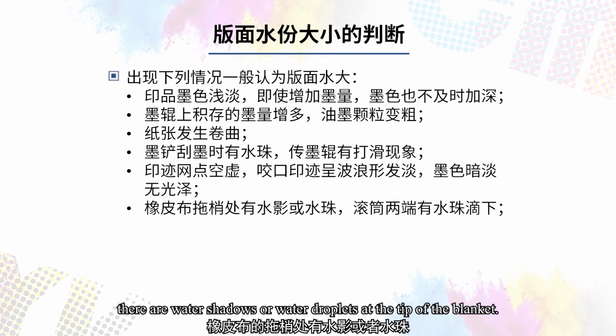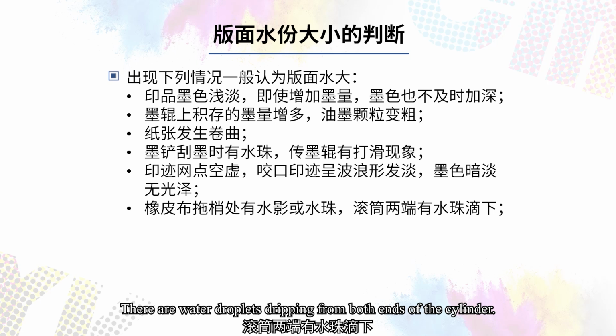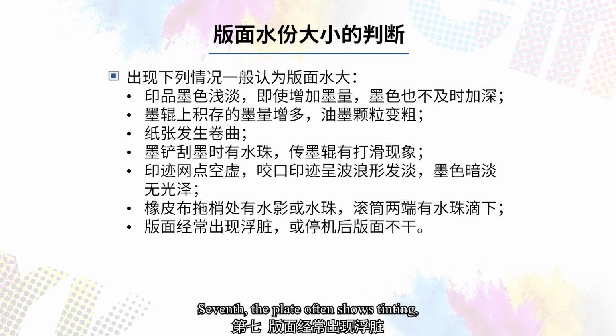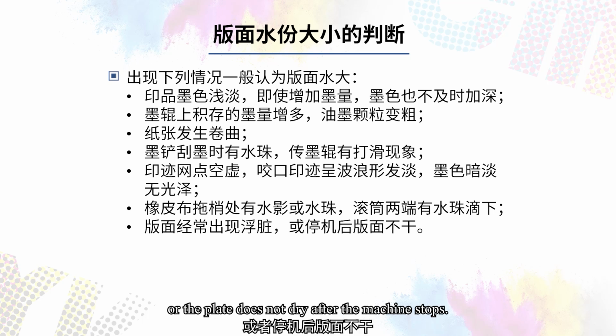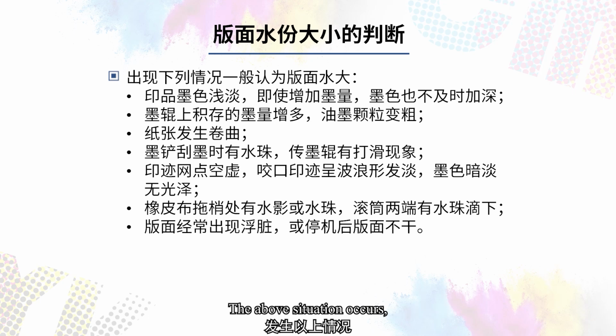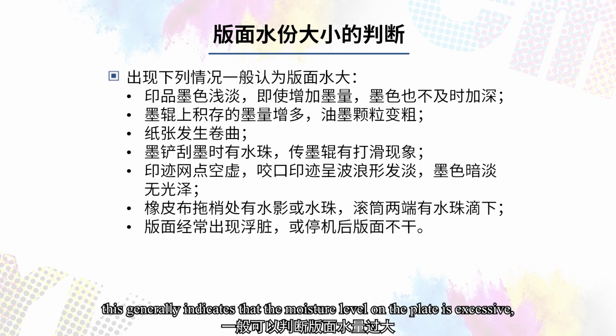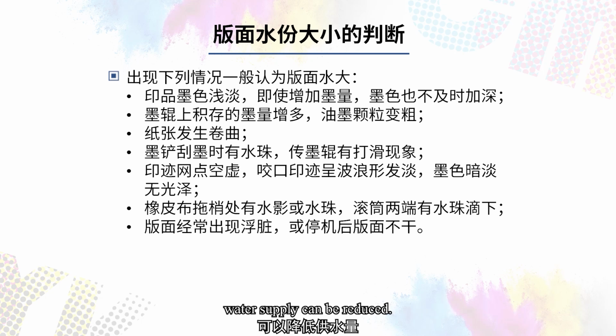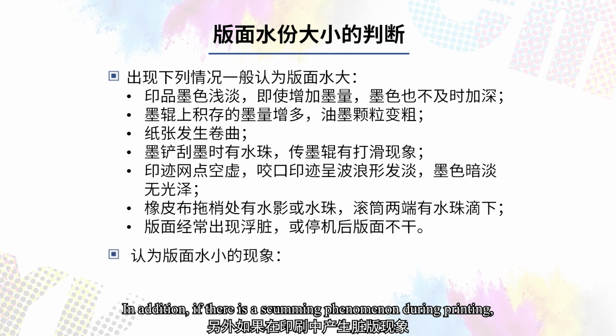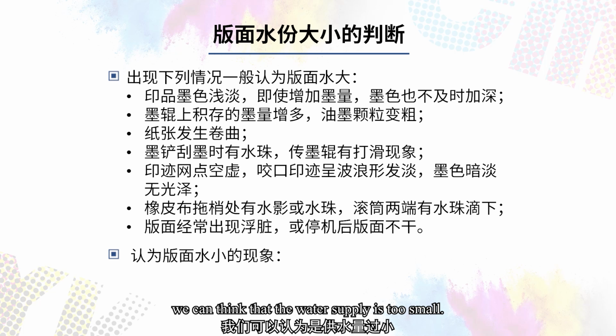Sixth, there are water shadows or water droplets at the tip of the blanket. There are water droplets dripping from both ends of the cylinder. Seventh, the plate often shows tinting, or the plate does not dry after the machine stops. When the above situation occurs, this generally indicates that the moisture level on the plate is excessive. Water supply can be reduced. In addition, if there is a scumming phenomenon during printing, we can think that the water supply is too small, so increase the water supply.